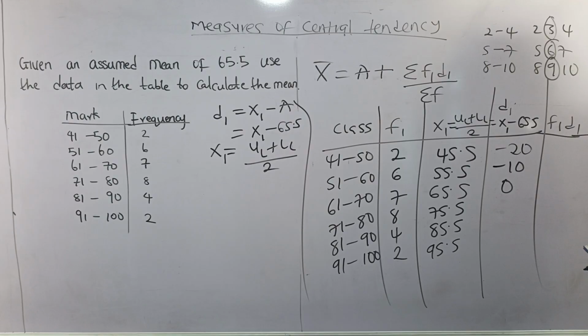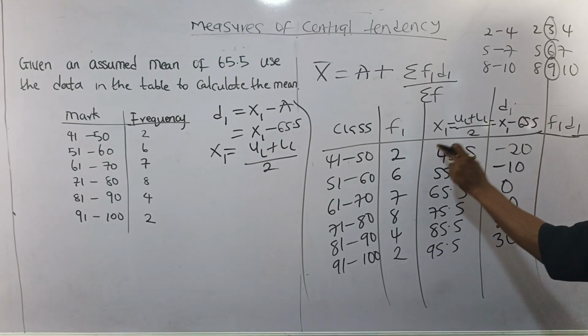75.5 minus alpha X will give me positive 10. 85.5 minus alpha X will give me 20, and 95.5 minus our assumed mean will give me 30. Now we have F subscript 1 times D subscript 1.